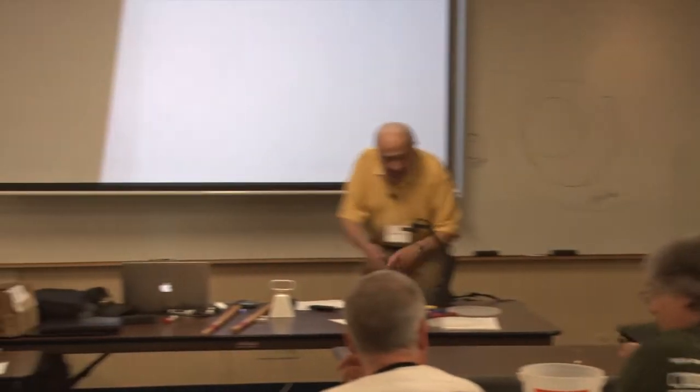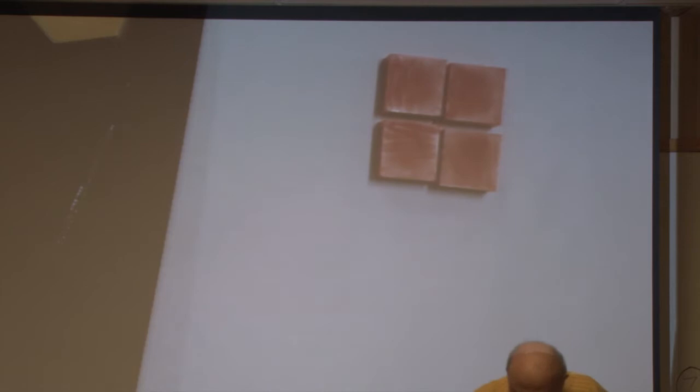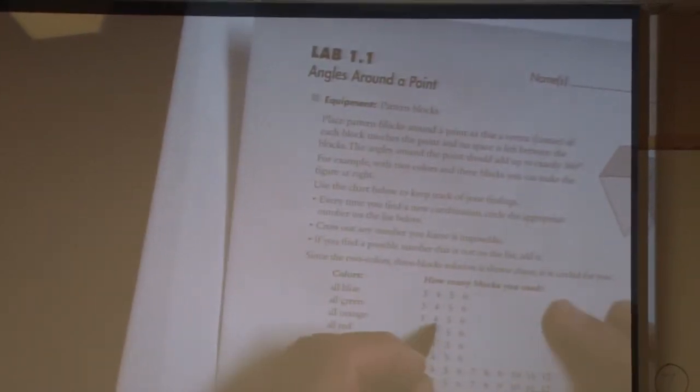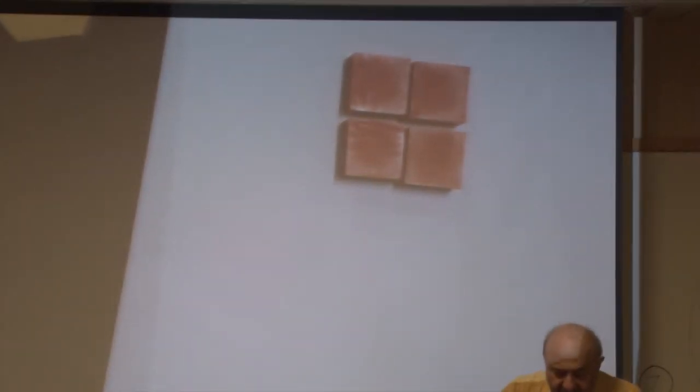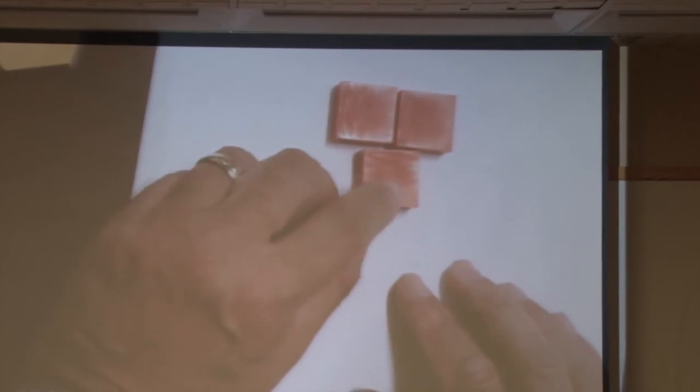Anyway, let's say this is my point, and I surround it with squares like this. Then I've done all orange. So on my chart, this would be all orange, and I would circle 4 because it took four blocks. And this is not legitimate. You have to have a vertex on the point. This would not count. So let's talk about it a little bit.